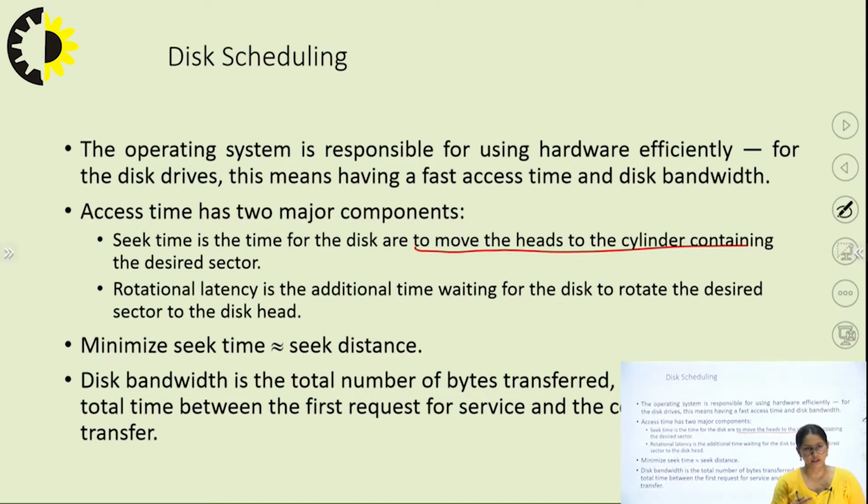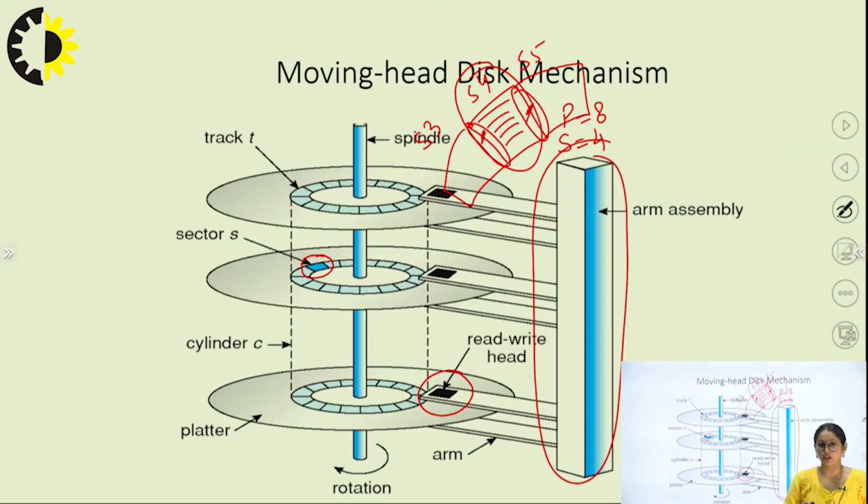The next major component is the rotational latency. Rotational latency is the additional time spent waiting for the disk to rotate the desired sector to the disk head. It is the additional time the disk needs to rotate a particular sector to a particular area. Consider that my read write head is at sector 4 and I want to move to sector 8.